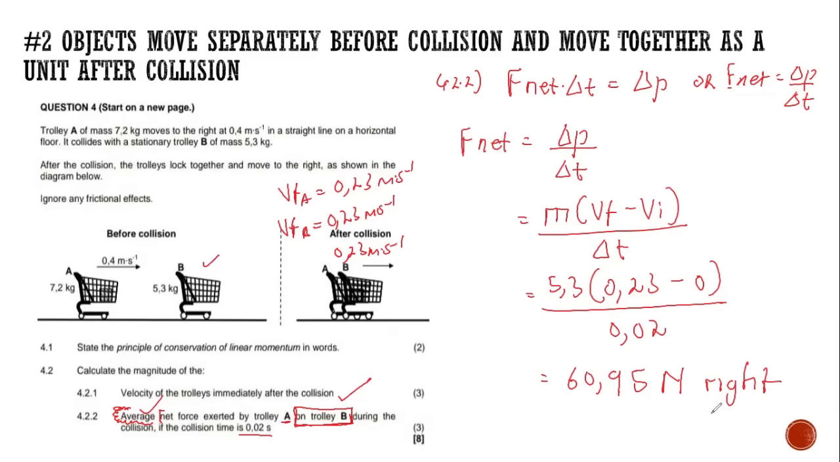Okay. And then also with this velocity that we found in 4.2.1, we also need to include the direction, which is right, because it came out as a positive. Also, do not forget to mention the direction, especially since we are working with velocity and net force. We know those are vectors, and vectors have both magnitude and direction.